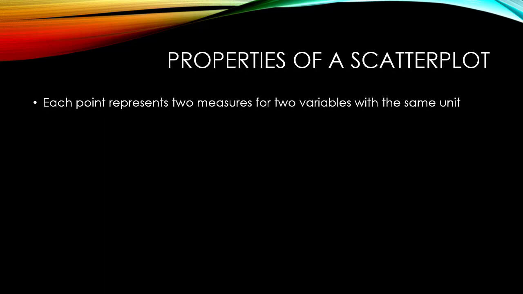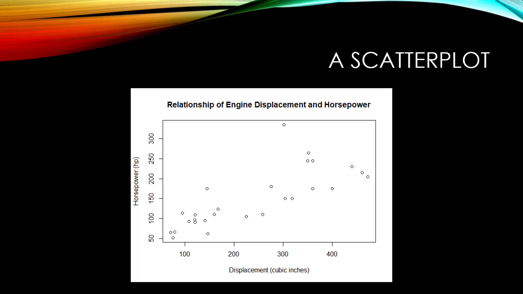In a scatterplot, each point represents two measures for two variables on the same unit. Here's an example of a scatterplot. The two variables are located on the horizontal and vertical axes. When there is a clear explanatory variable, we put it on the horizontal or x-axis. The response variable is placed on the vertical or y-axis.